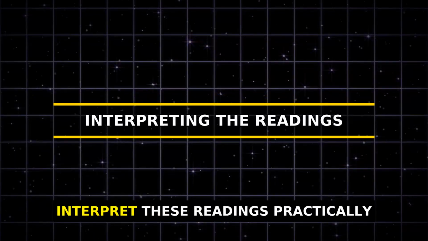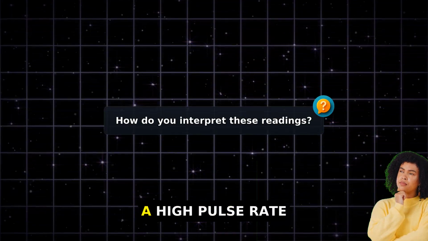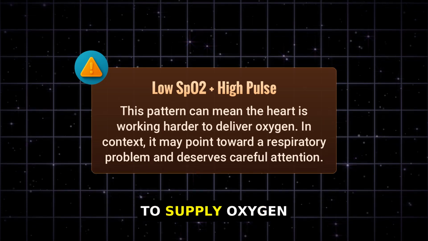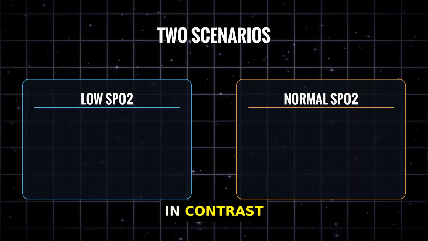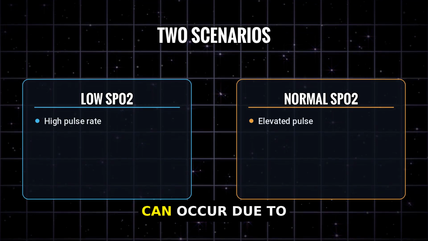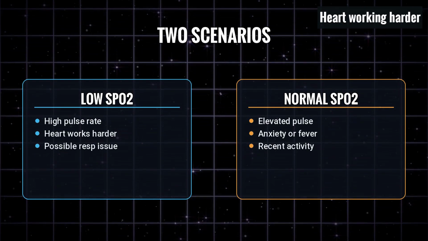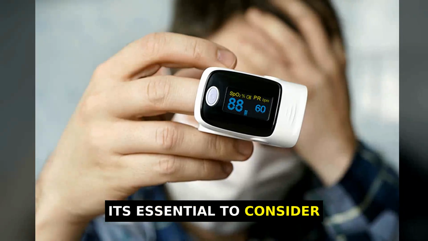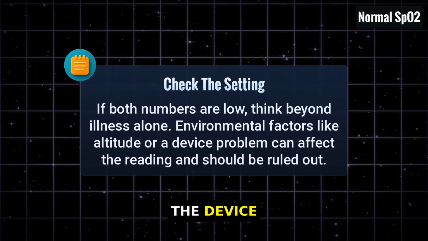Now, how do you interpret these readings practically? A low SpO2 with a high pulse rate often indicates that your heart is working harder to supply oxygen, which might suggest a respiratory issue. In contrast, a normal SpO2 with an elevated pulse rate can occur due to anxiety, fever, or recent physical activity. If both numbers are abnormally low, it's essential to consider environmental factors like altitude or mechanical issues with the device.